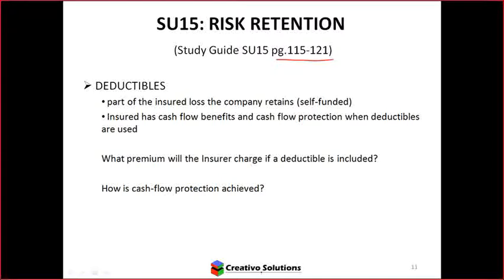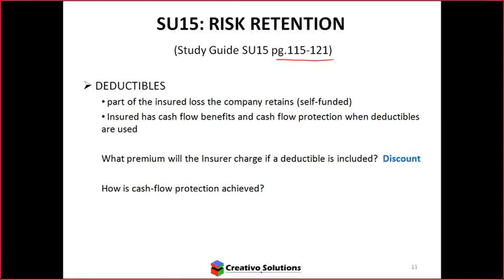So the insured has cash flow benefits and cash flow protection when deductibles are used. Why? Why are there benefits here, Melanie? What did we say earlier? Who gets the premium? The business keeps the premium. There's no payment of a premium to an insurer. So what premium will the insurer charge if a deductible is included? Higher or lower? A lower. Lower premium, yes, a discount, good.